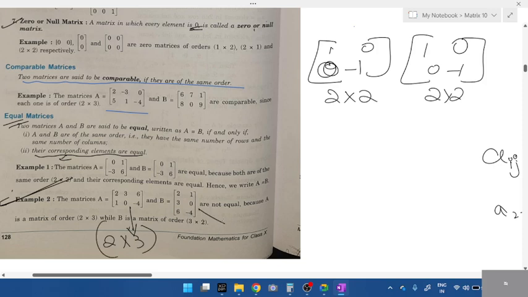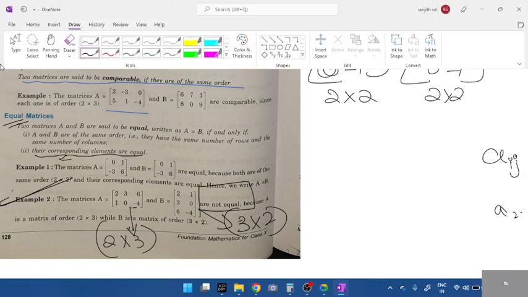What about this one? How many rows are there? 3 rows. How many columns? 2 columns. See, 2 into 3 and 3 into 2. They're not the same, right? Order is not same, students. But look at their elements. 236, 236. 10 minus 4, 10 minus 4. They are not equal because order is not the same. So remember, even in equal matrix, order should be same. This is an important concept.